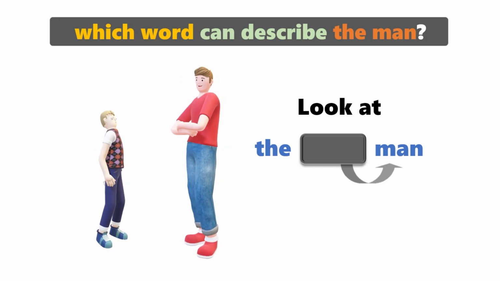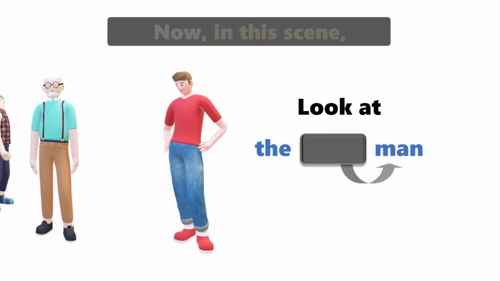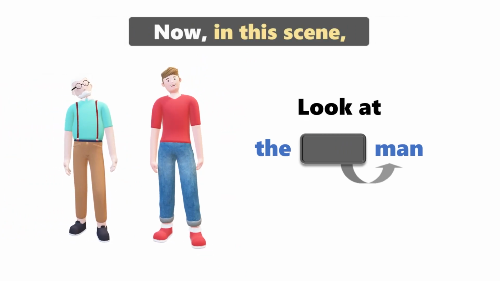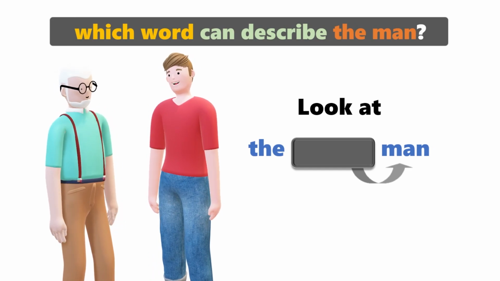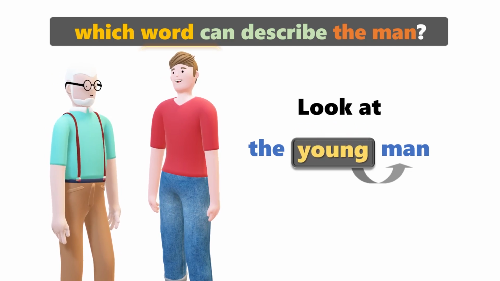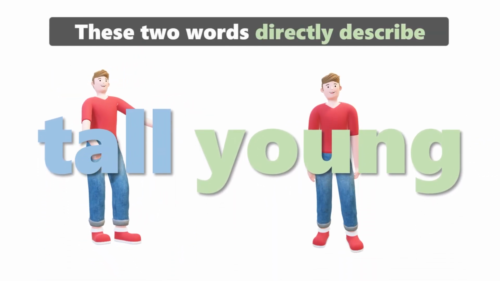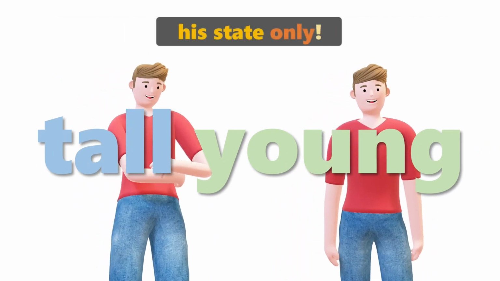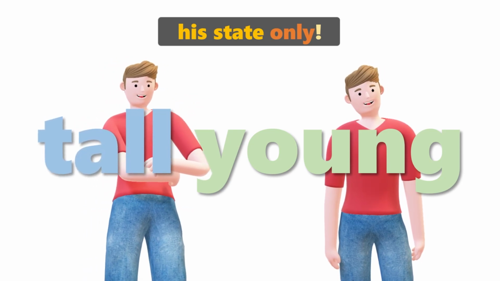Yes, you can say, look at the tall man. Now, in the scene, which word can describe the man? Yes, you can say, look at the young man. These two words directly describe his state only, like tall and young.